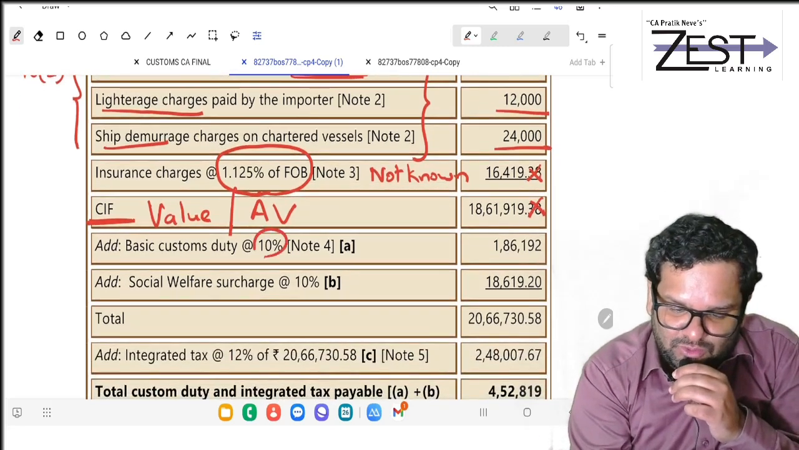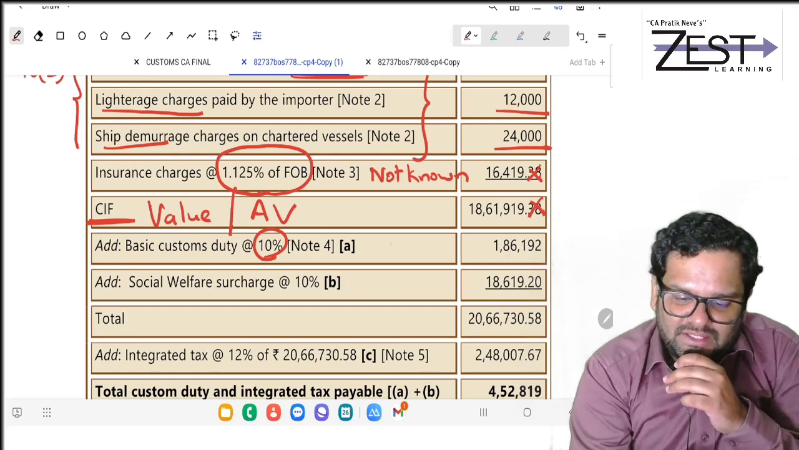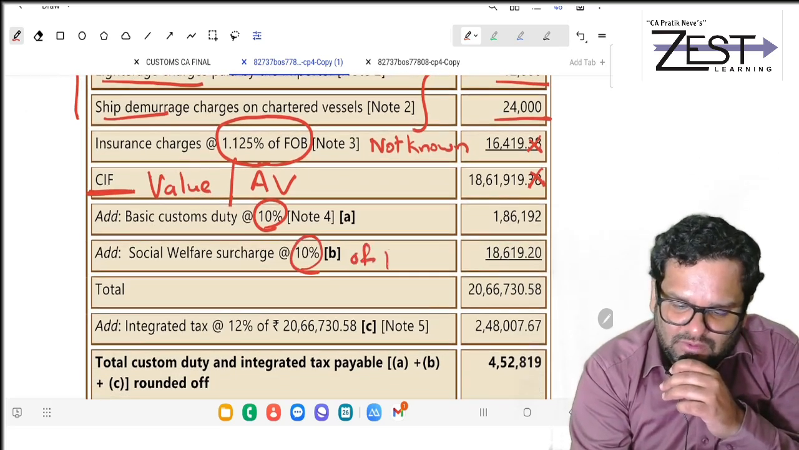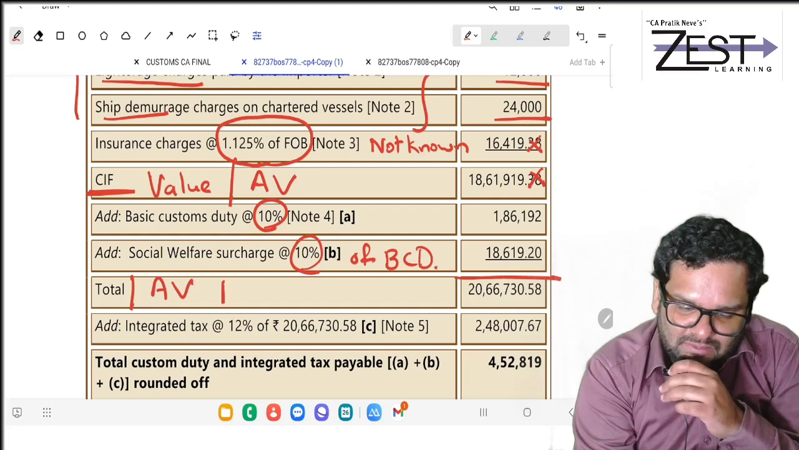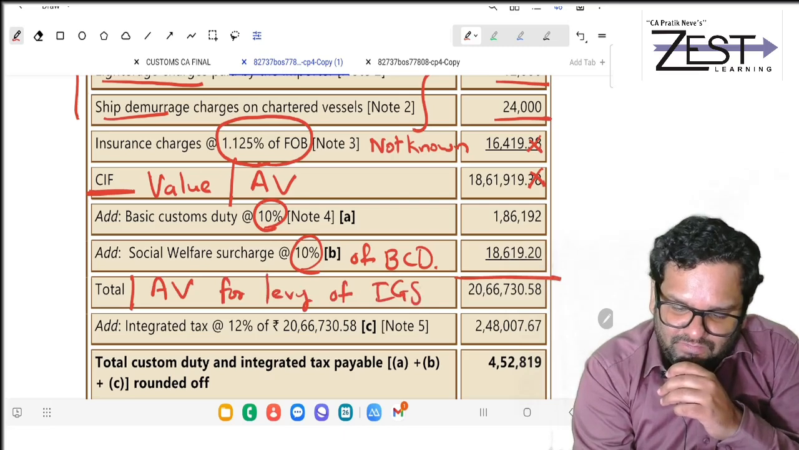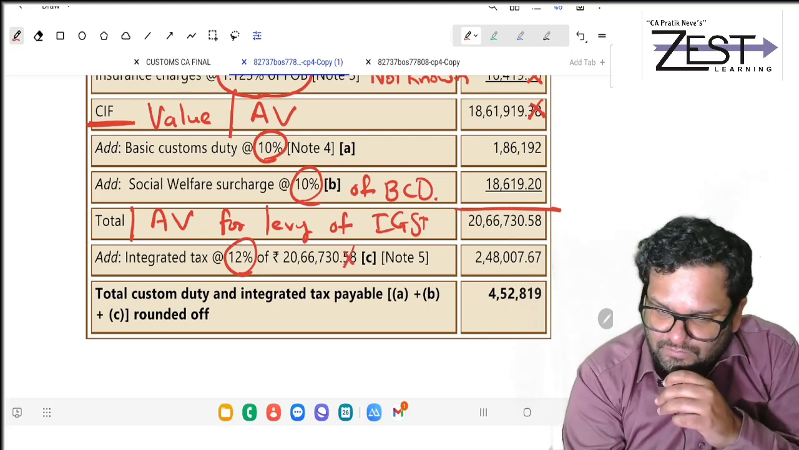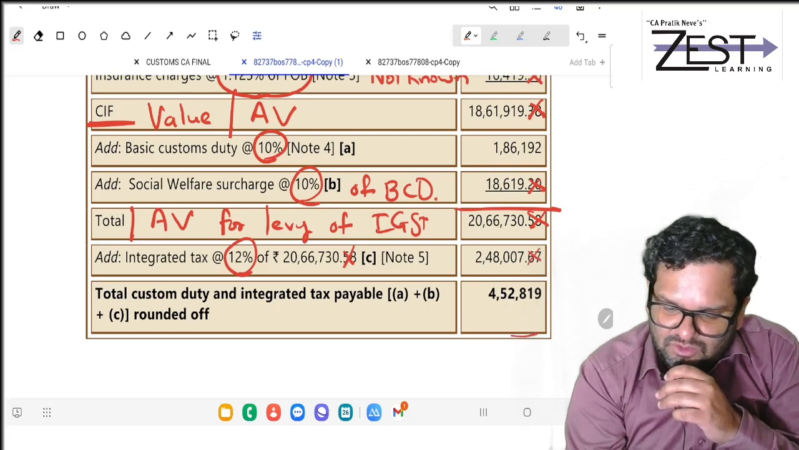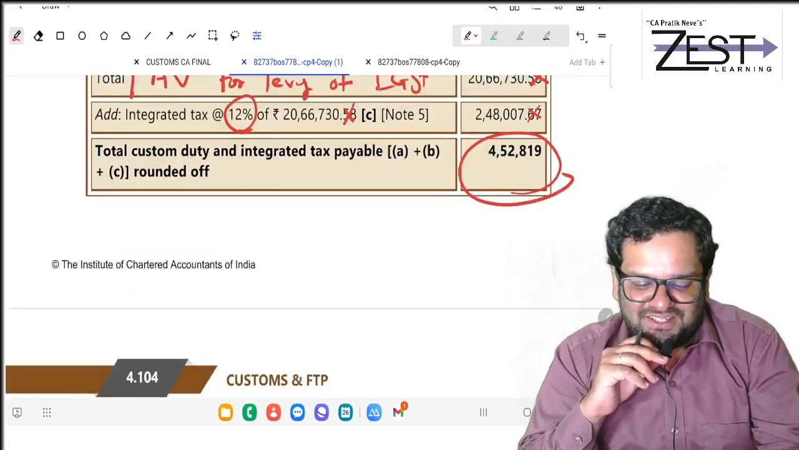And then basic custom duty at 10% as discussed. Okay, because you know why. Then SWS always at 10% of basic custom duty. Then you got total, which is actually assessable value for levy of IGST. Then you will charge IGST at 12%. So friends, what will happen? You will get IGST. Once you get IGST, you can get total customs duties payable. Is it 100% clear to you?